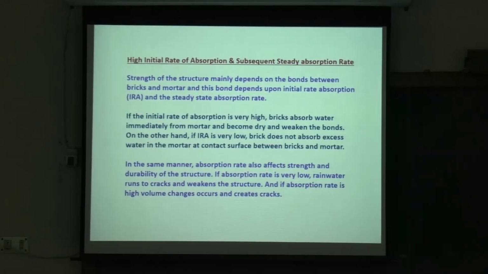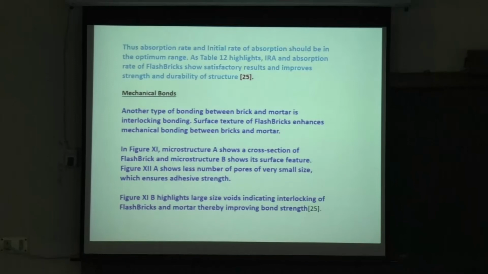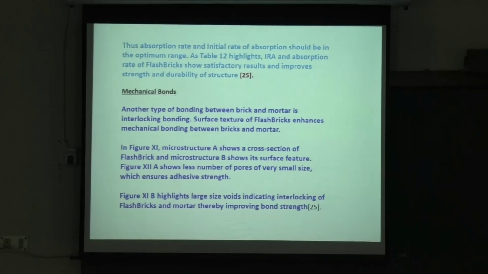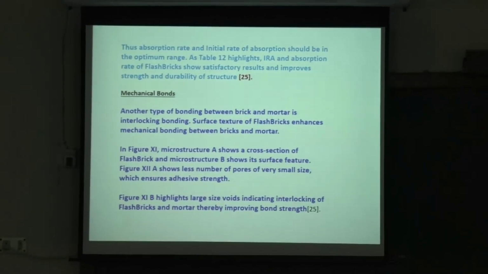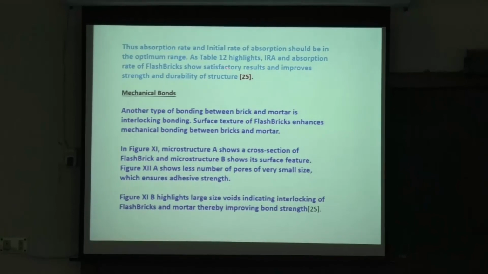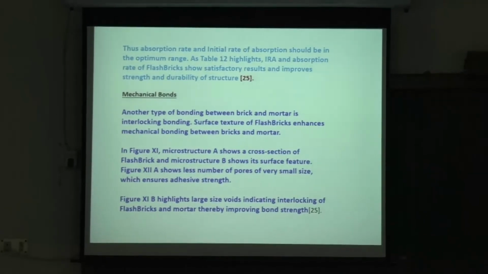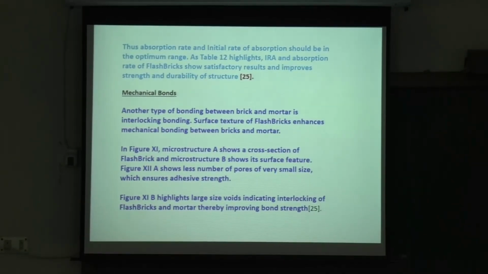So again, fracture mechanics become involved. And if absorption rate is high, then volume changes occur and create cracks. So absorption rate actually affects all the properties. The absorption rate and initial rate of absorption should be in the optimum range, as table 12 suggests. High initial rate and absorption rate of fly ash bricks shows satisfactory results and improves strength and durability of structure. So if you are using 100% fly ash bricks, it can give you much better results.